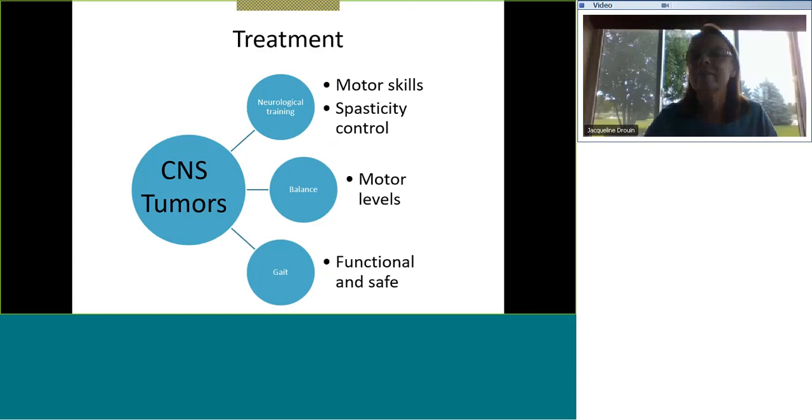Now, for CNS tumors, we have three main treatment objectives. The neurological training, so the child can acquire all the motor skills and can control some of the spasticity when it is present. The balance training in all the motor levels, including sitting, crawling, prone, walking, and gait training, with the objective that it should be functional and safe.